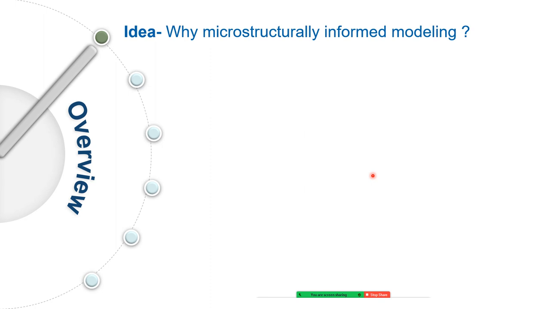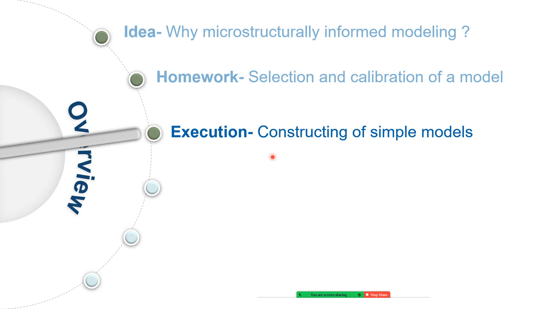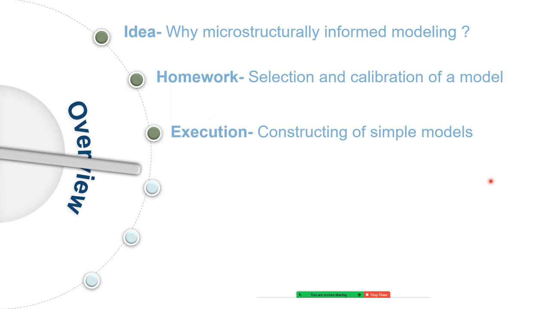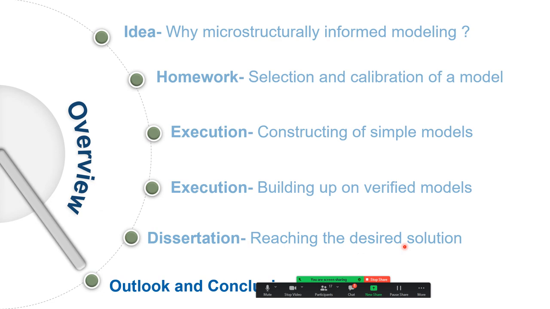Then a lot of work which I did in the beginning of my PhD was selection and calibration of an appropriate model, which we will look forward to in the presentation. And then I will quickly skim through the execution phase of building up on that idea, on constructing simple models, and then building up on verified models. And then eventually I will reach a point where my dissertation currently is, so reaching the desired solutions of developing structure property relationships. And in the end, I will conclude my presentation with the concluding remarks.